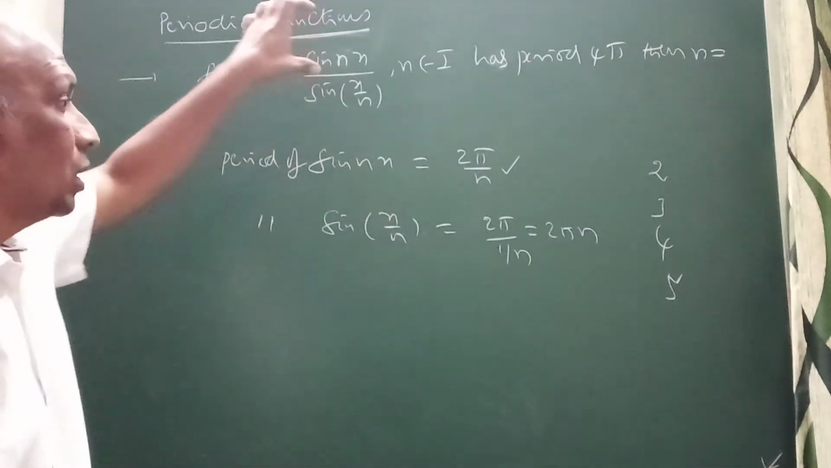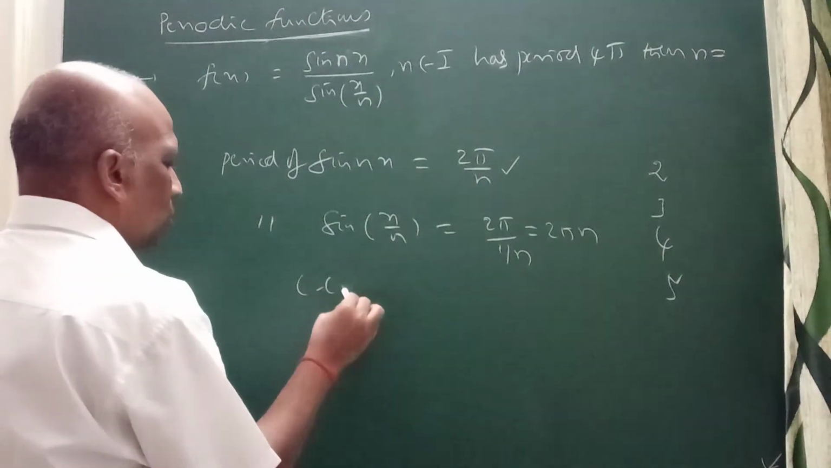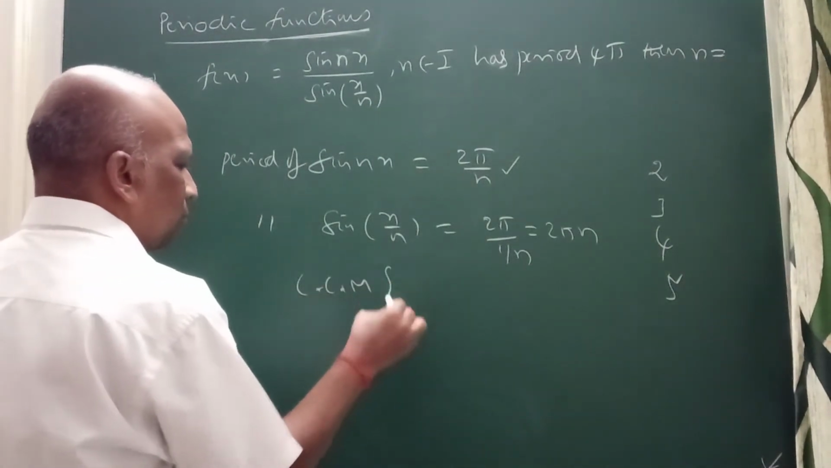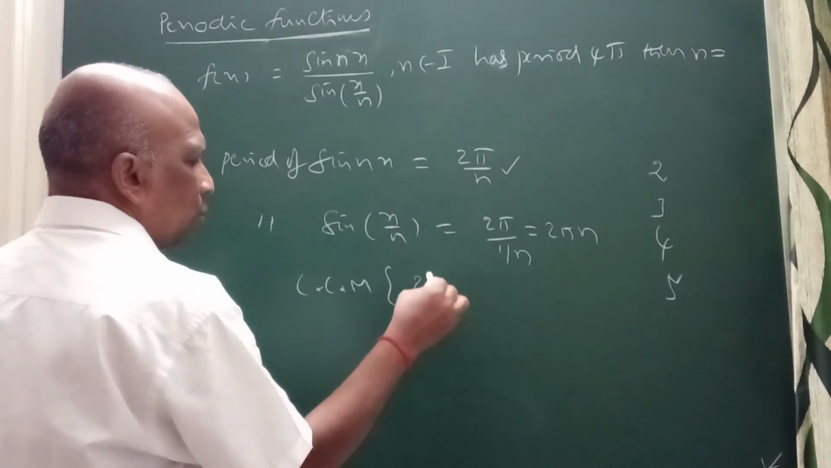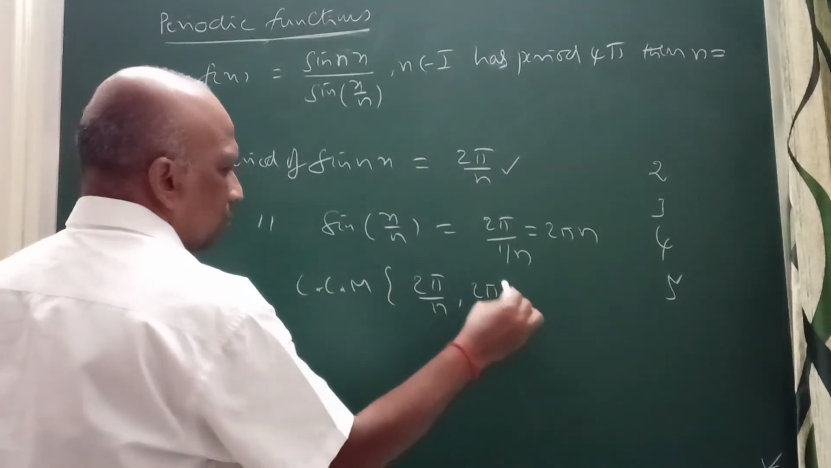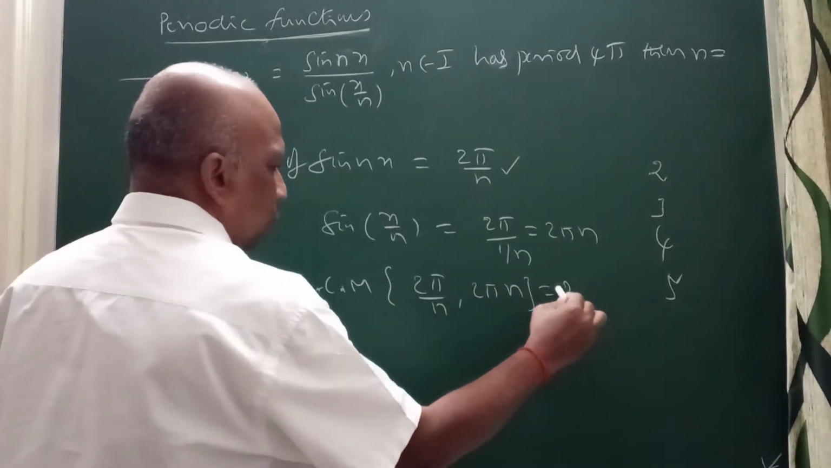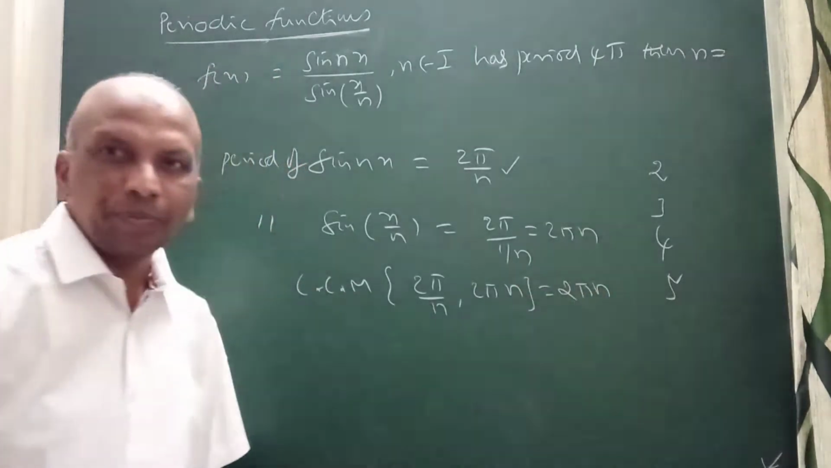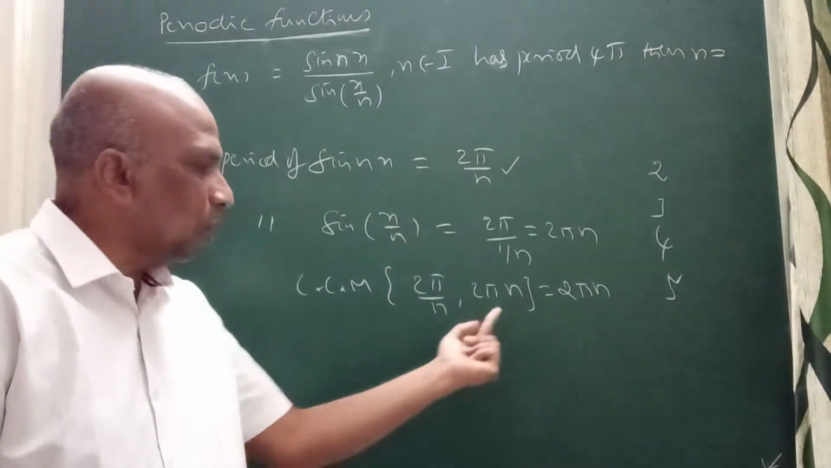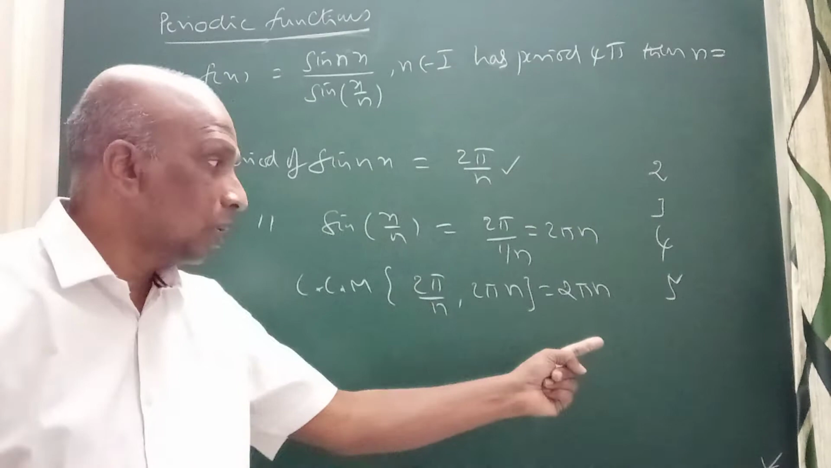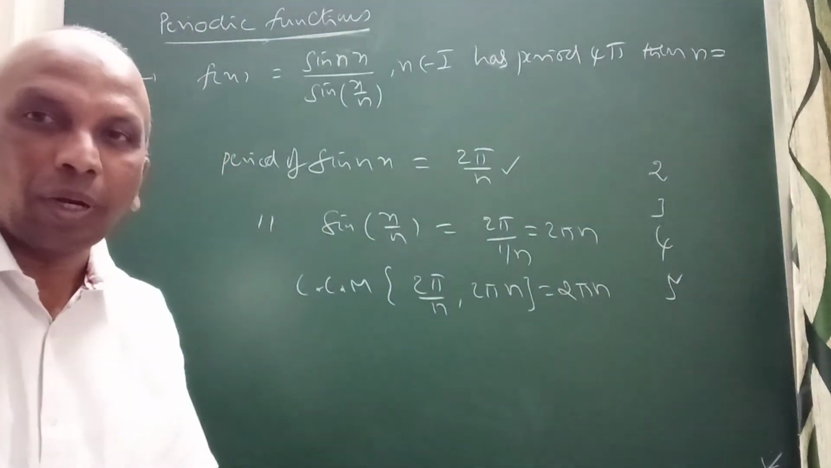So the period of this function is the LCM of these two: LCM of 2 pi by n and 2 pi n. Taking the LCM of the numerators over the HCF of the denominators, and the HCF of the denominators is 1 only, so it will come to 2 pi n.